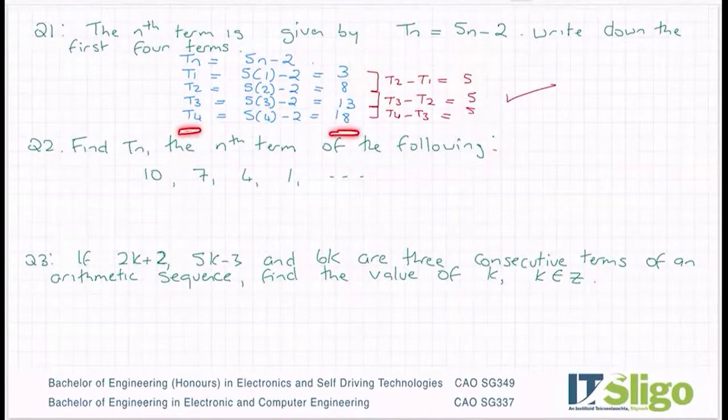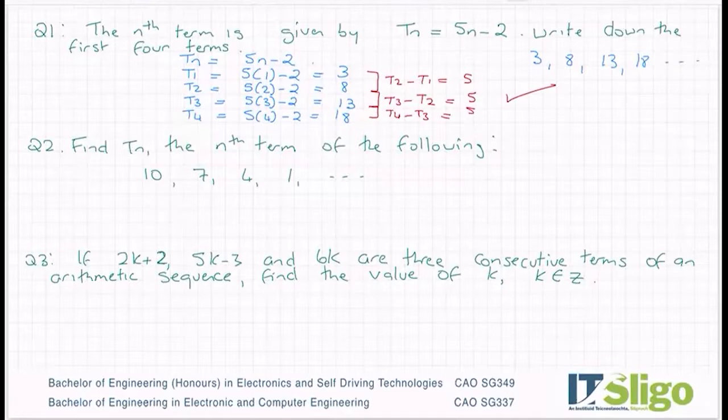So T5 now is 23. I know that without the formula. T6 would be 28, and so on and so forth. So that's how you write out your sequence. You then write it out as just that, a sequence: 3, 8, 13, 18, and so on.